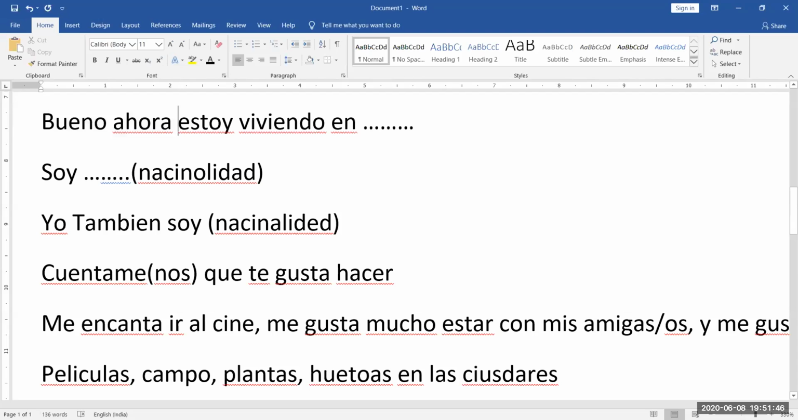Okay. Now coming to the start of the sentence. What this means is now, well, now. Bueno can be used in many ways. Bueno is good, and it can also be used as well in different sentences.